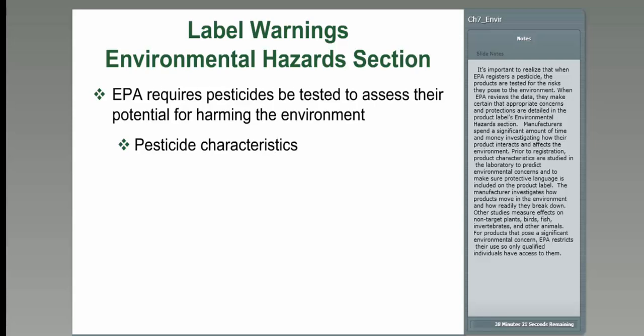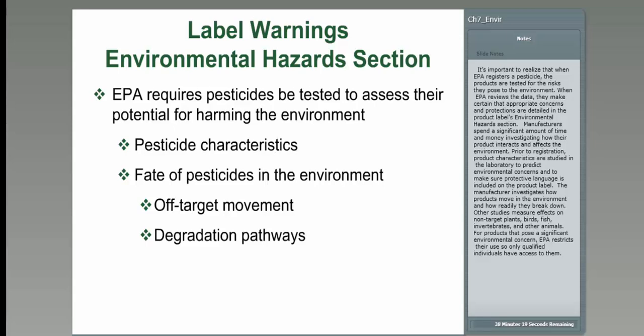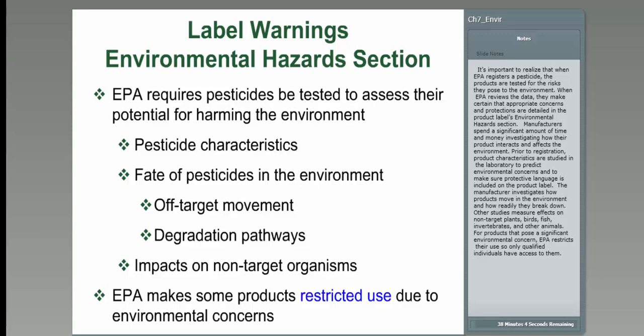The manufacturer investigates how products move in the environment and how readily they break down. Other studies measure effects on non-target plants, birds, fish, invertebrates, and other animals. For products that pose a significant environmental concern, EPA restricts their use so only qualified individuals have access to them.